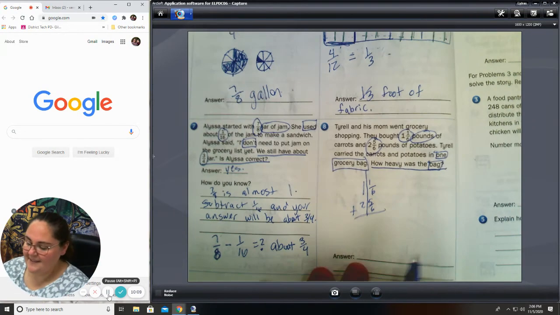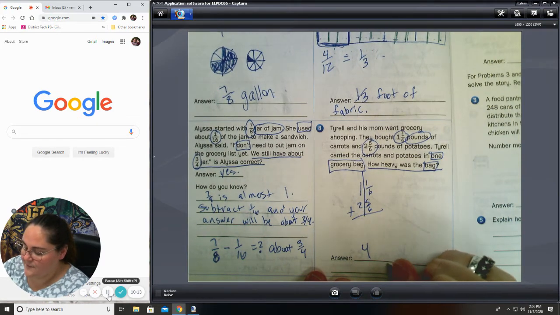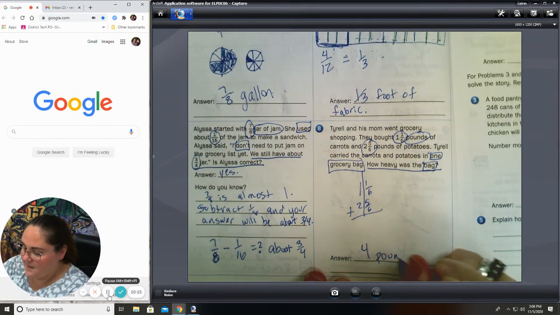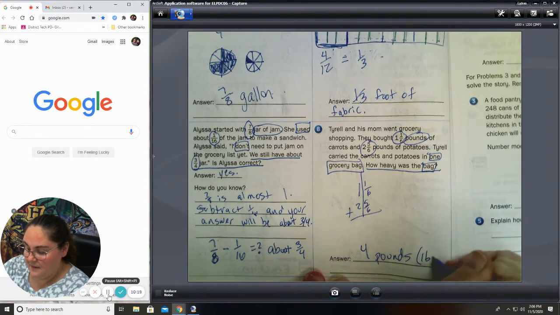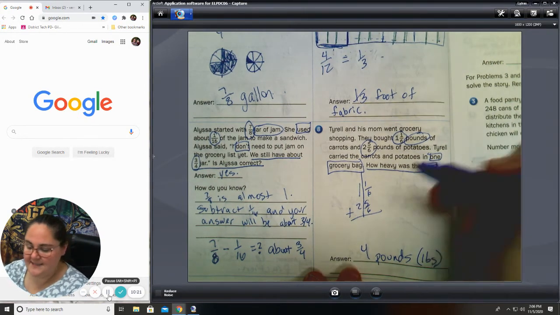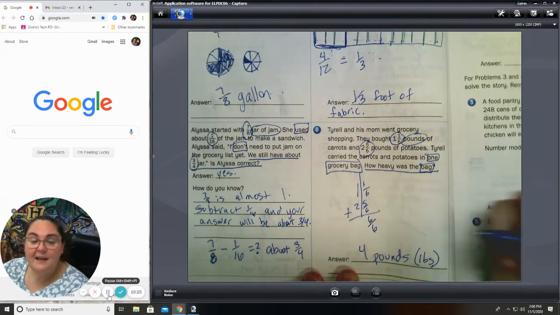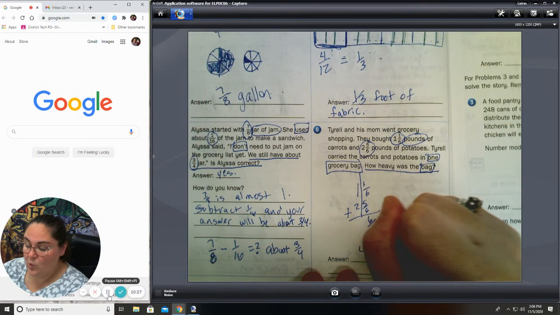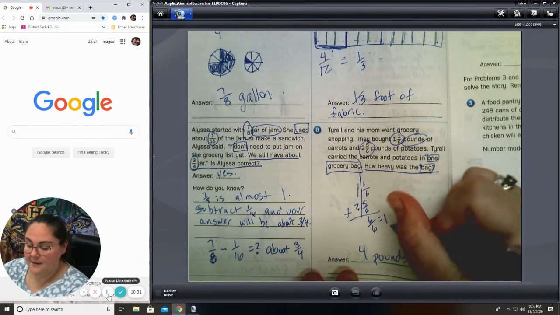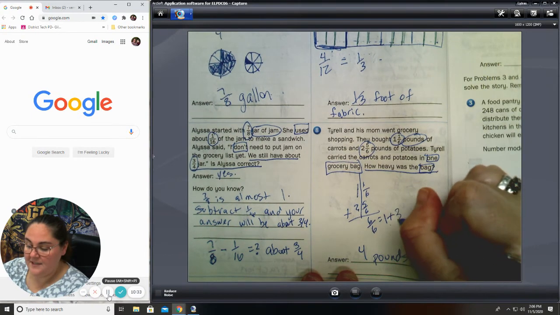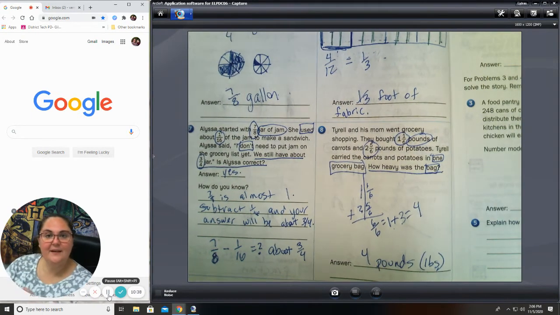All right, your final answer should be 4 pounds. 4 lbs is also how you can say pounds. All right, the reason why I said that is because 1/6 plus 5/6 I know is 6/6. And I know that 6/6 equals 1. So 1 plus 2 is 3. Add that to your 1, and your total answer is 4. That's how I did that problem.